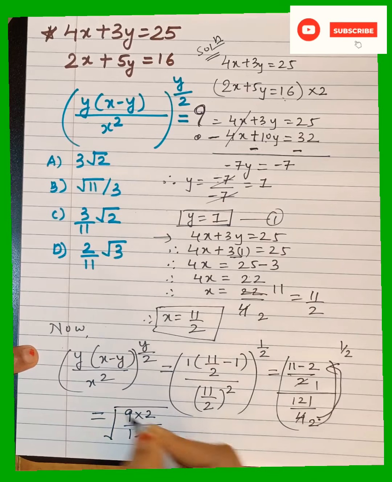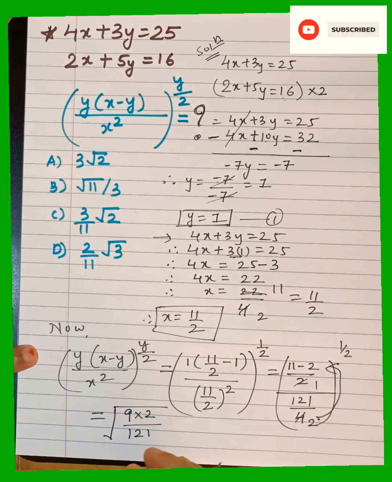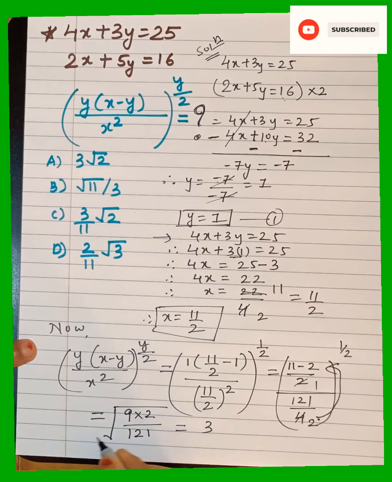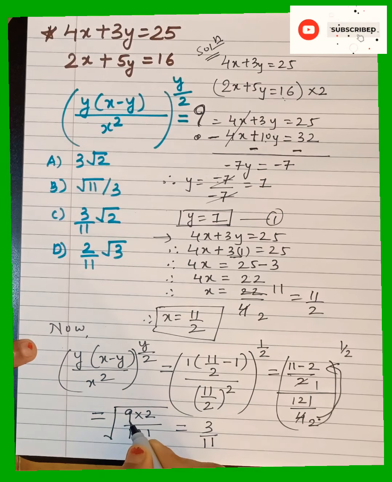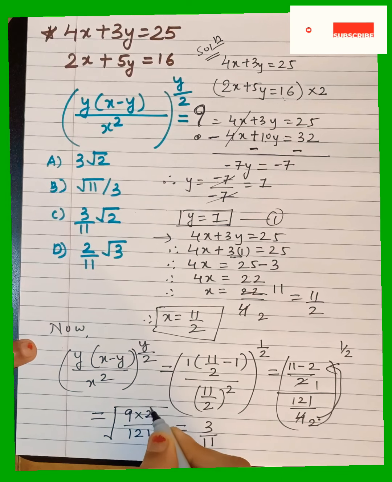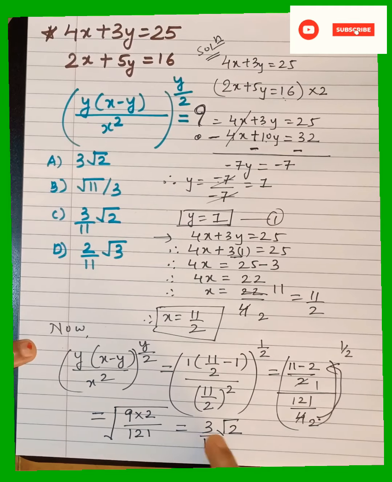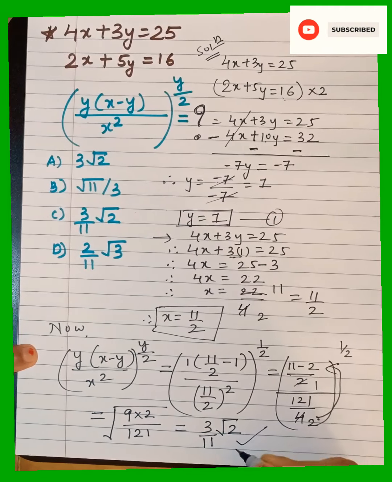Now this 1 upon 2 means root, so I can keep root over here. Now you can see that 9 is a perfect square number, so we can remove it outside the root. So it will be 3. Also 121 is a perfect square number, it is the square of 11. So when we remove it outside the root, it will become 11 in the denominator. So 3 upon 11. After taking it out from the root, you need to keep it in the denominator. Now this 2 will be left inside the root. So root 2. So 3 upon 11 root 2. This will be your final answer.